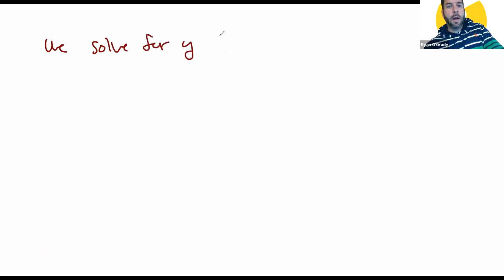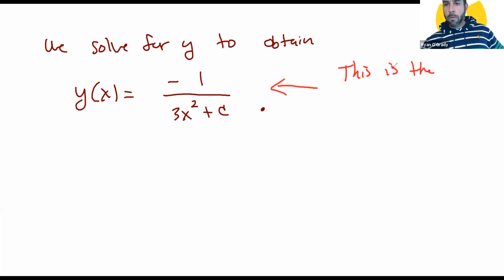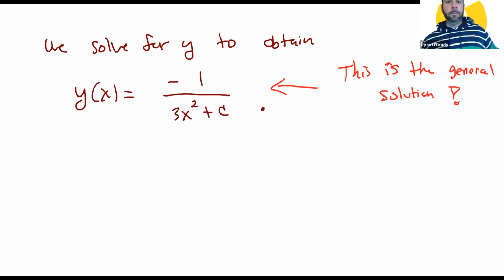So we solve for y to obtain y of x. What does it equal? Well, it's going to be -1 over 3x squared plus c. So this is the general solution. If you were to differentiate that function and plug it into the original equation, you would see it's a solution.